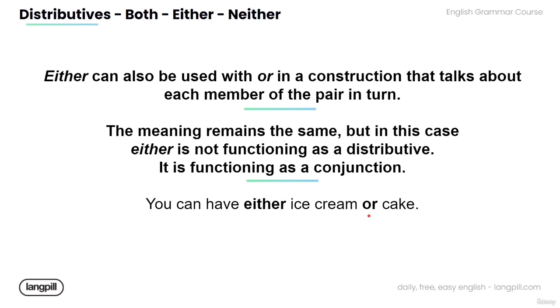So you can see the example here. You can have either ice cream or cake, right? So this is when you want to list the items and make someone make a choice. So, which dessert do you want? You can have either ice cream or cake. So this is a very useful way to talk about two choices.